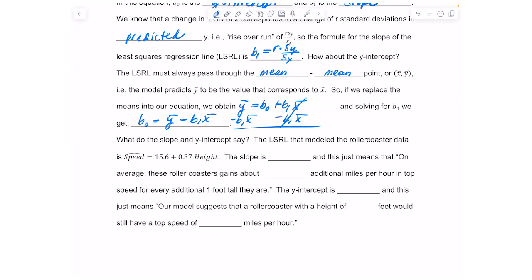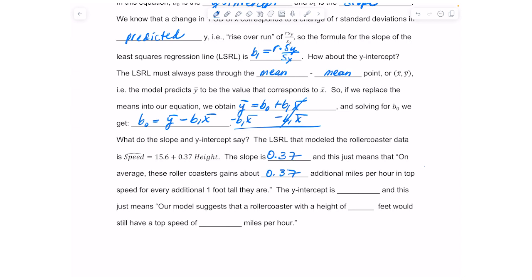What do the slope and the y-intercept tell us? Well, the least squares regression line that modeled the roller coaster data is speed hat equals 15.6 plus 0.37 times the height. The slope there is 0.37, that's your b1. And this just means that on average, because remember slope is average rate of change, these roller coasters gain about 0.37 additional miles per hour in top speed for every additional 1 foot tall they are.